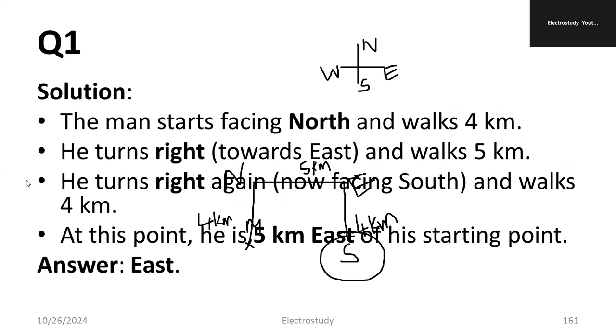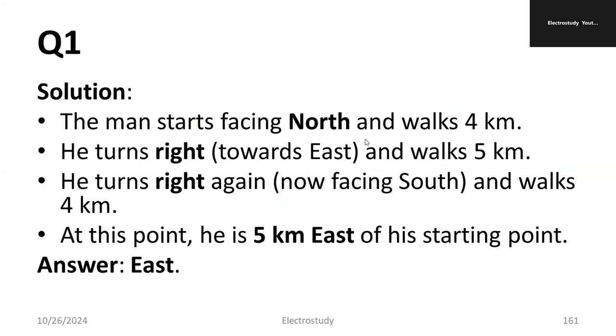Now you can see, the man starts facing towards the north and walks 4 kilometers. Then he turns right towards the east and walks 5 kilometers. Then he turns right again, now facing towards the south, and walks 4 kilometers. At this point, he is 5 kilometers east from the starting point. So the answer will be east only. This is the way the questions will be asked. So try to draw the diagrams.